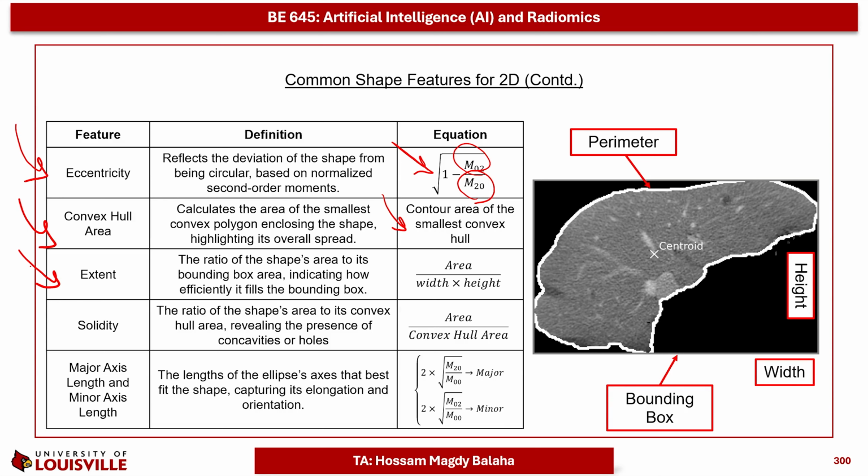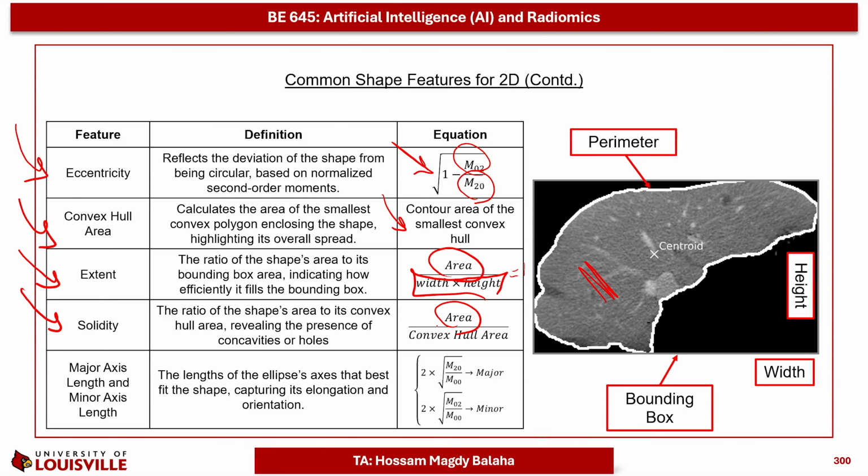The extent, and it's the ratio of the shape's area to its bounding box area, width multiplied by the height, and this will indicate how efficiently it fills the bounding box. So if both of them are equal, then the result will be 1, and this means that the ROI fills the bounding box. It's like the ROI is a rectangle.